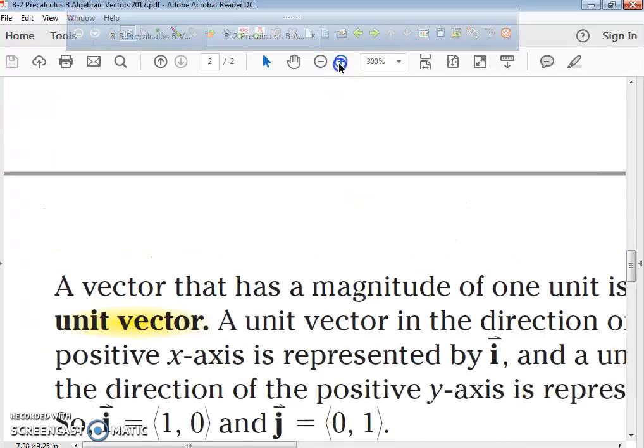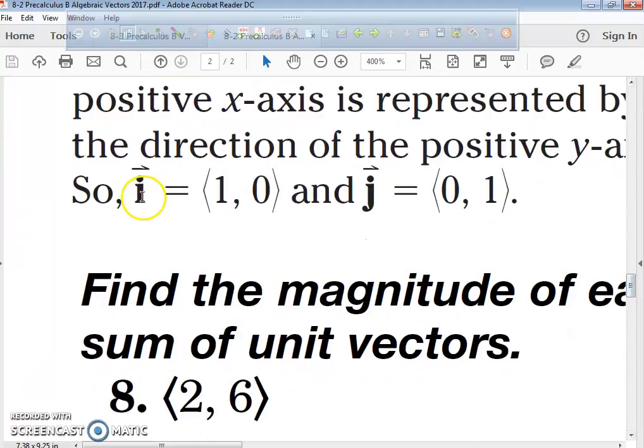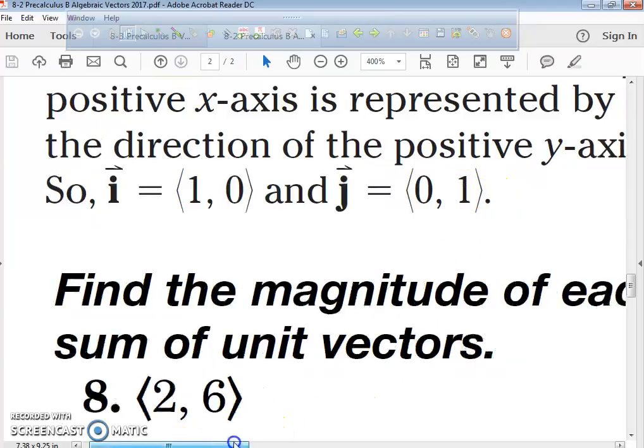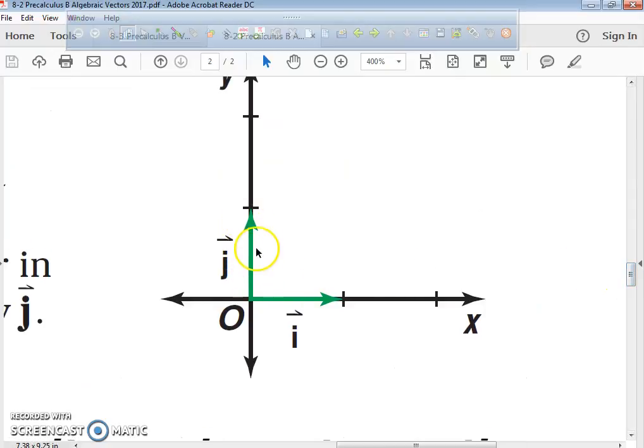A unit vector, everybody. If I say vector I, that has a horizontal component of 1 and a vertical component of 0. If I say vector J, that unit vector is considered to be 0 horizontal component and a 1 as a vertical component. And you'll see a picture of it right here. You can see the vertical component for 1J and a horizontal component for 1I.